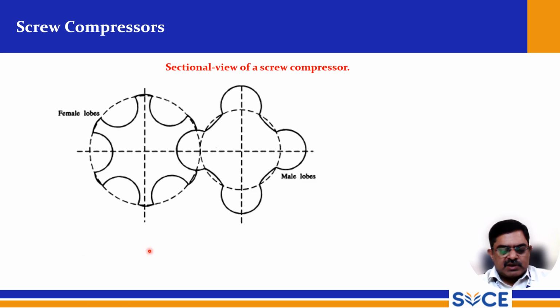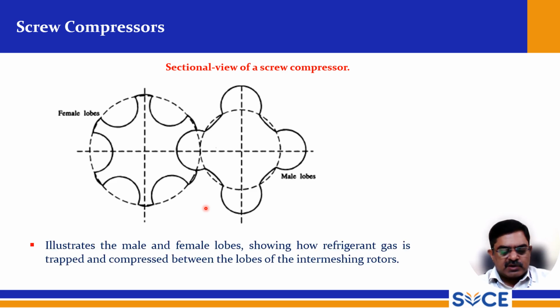So these are the two types of lobes. This is a female lobe and this is a male lobe. And when it rotates, the gas is trapped in the gaps in between and that will be sent to the higher pressure side. So that is the working principle of the screw compressor. It illustrates the male and female lobes, showing how refrigerant gas is trapped and compressed between the lobes of the intermeshing rotors. So these are the two intermeshing rotors.